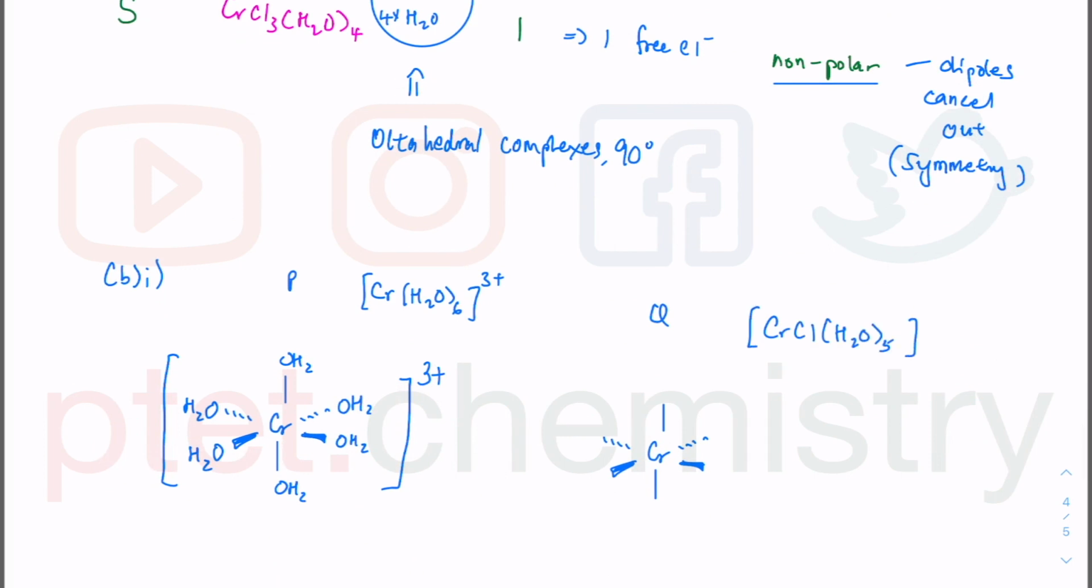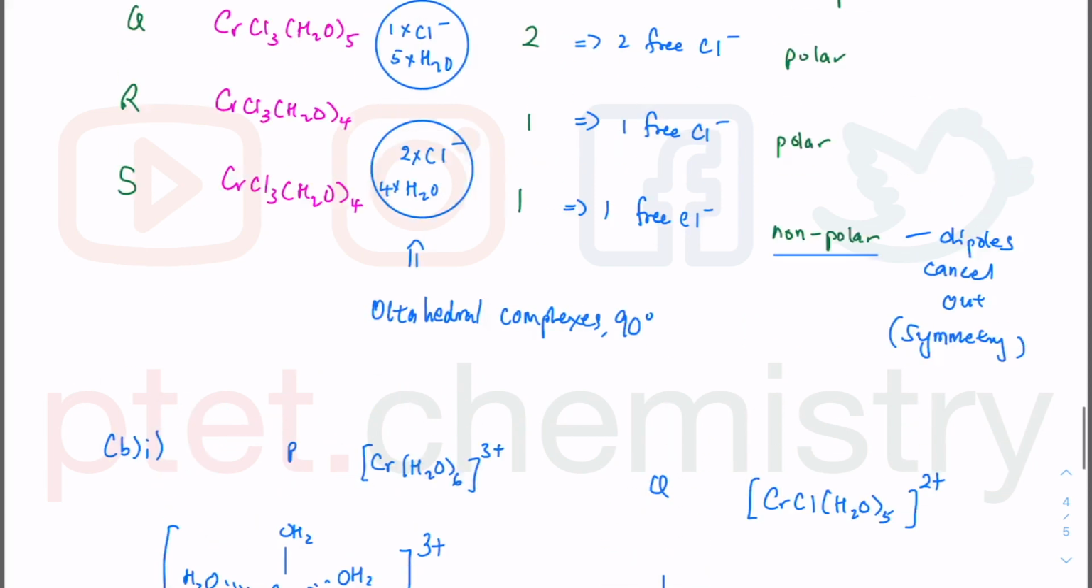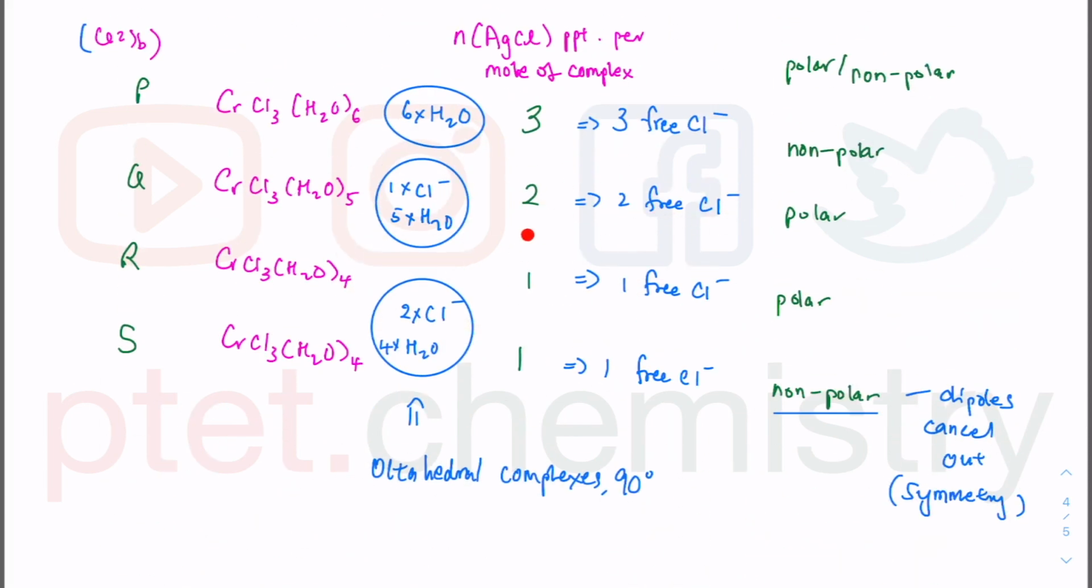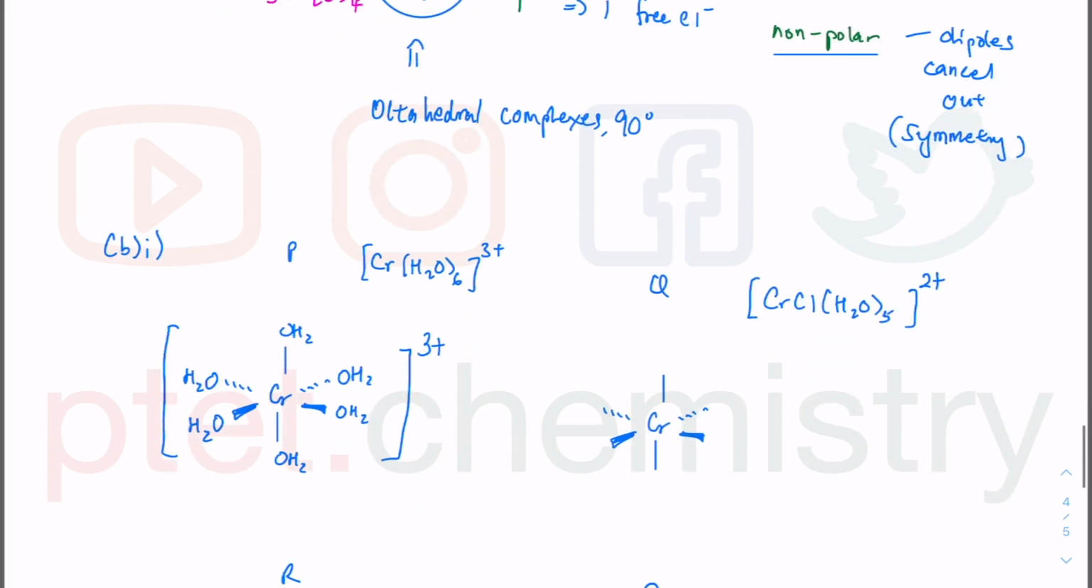So you still have 3 plus on the chromium, but you got -1, so overall it's 2 plus. That's why there's Cl minus and Cl minus. That's why there's 2 free chloride. That's why you get 2 mole of AgCl for 1 mole of this complex, because there are 2 free chloride.